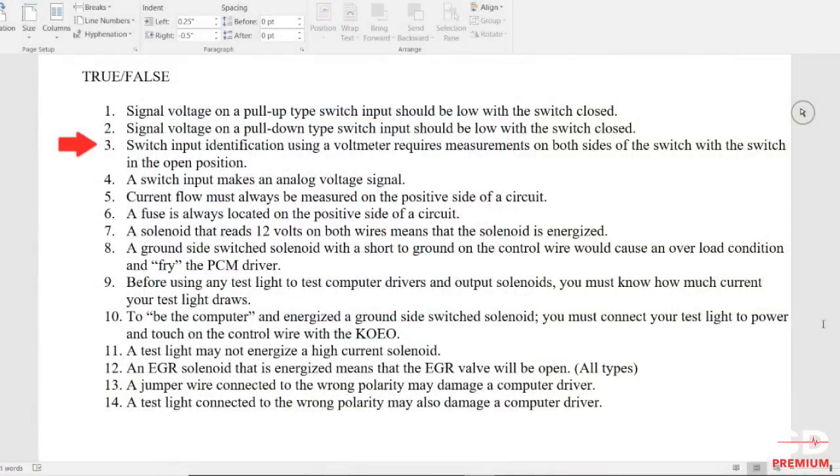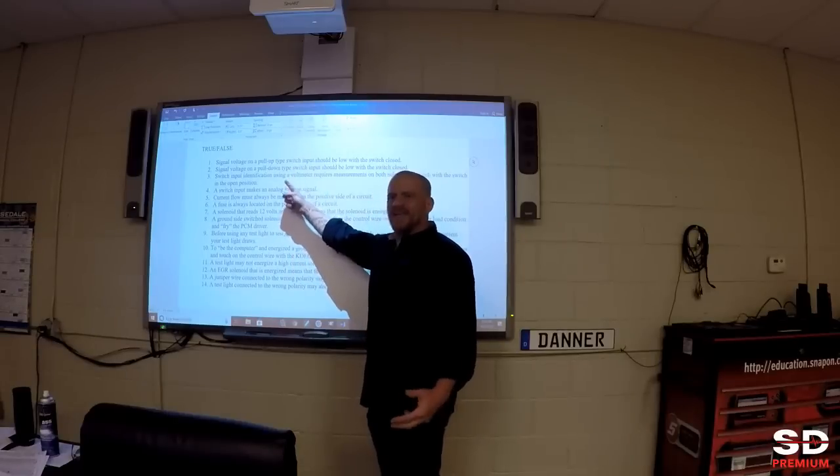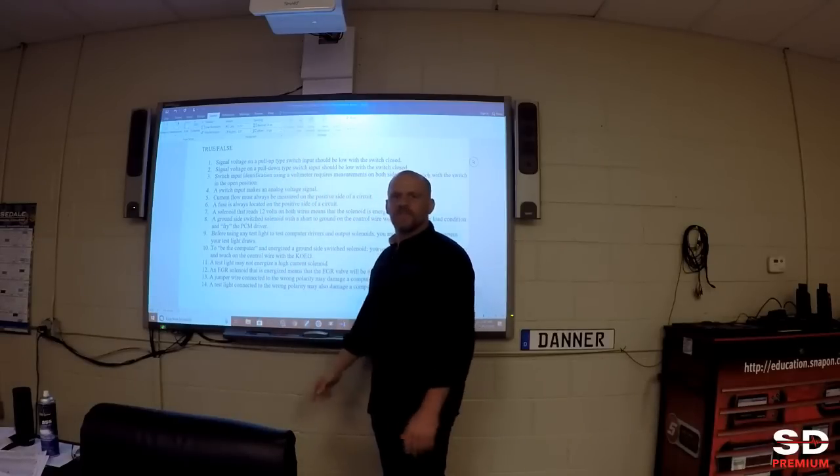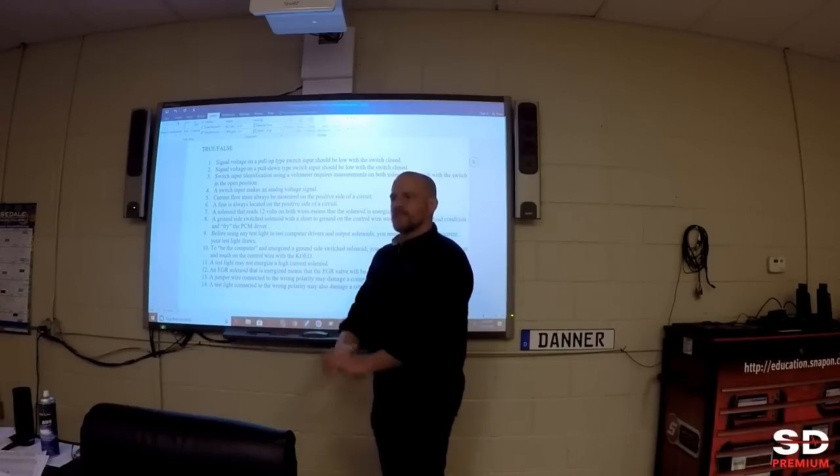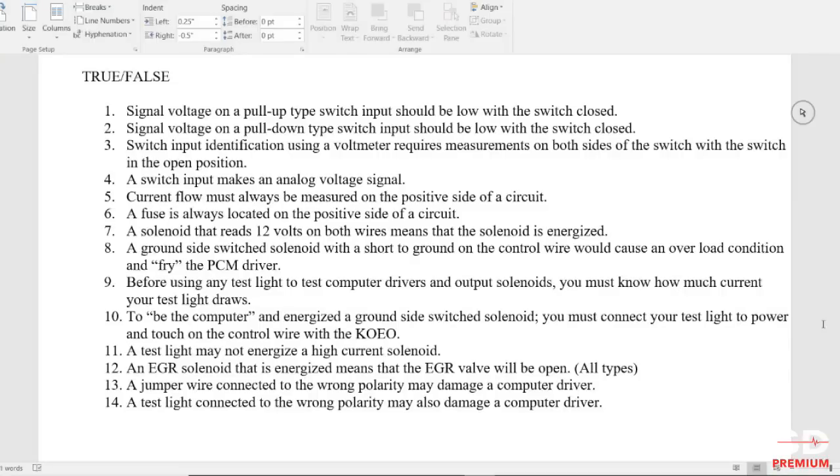All right, so what's the answer for number 3? Is it the open position or the closed position that identifies it? The closed position. So that is a false statement. They both look the same in the open position, 12 and 0. Okay? Everyone understand that? Repeat question. Switch input makes an analog voltage signal. False. Good. The rest of this is chapter 3 stuff.